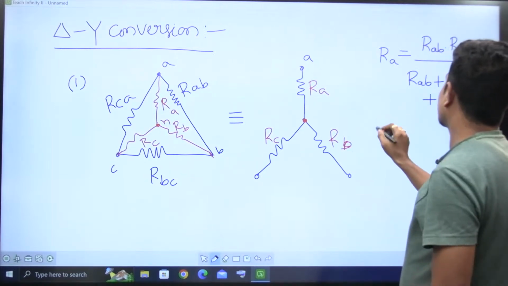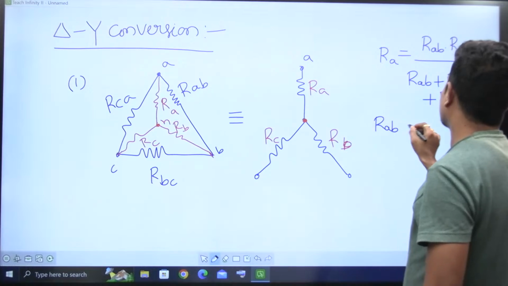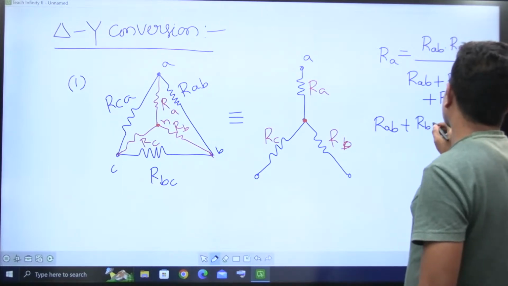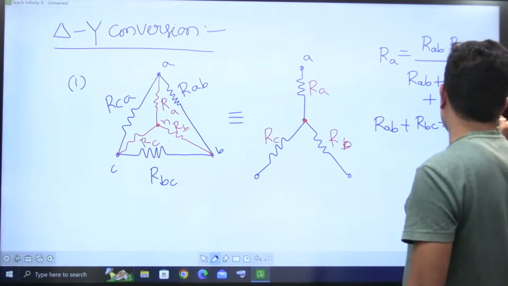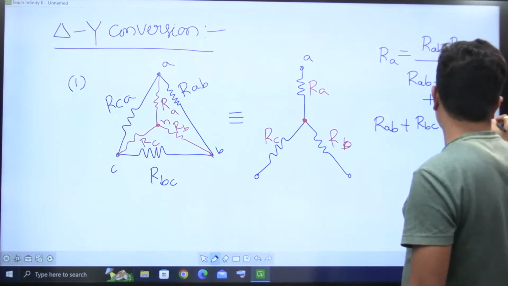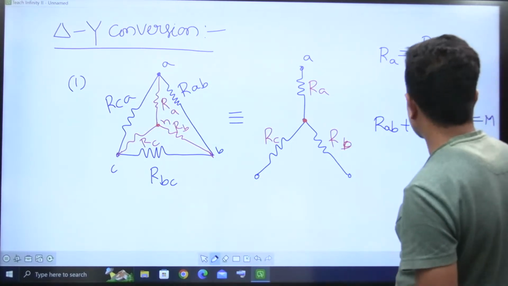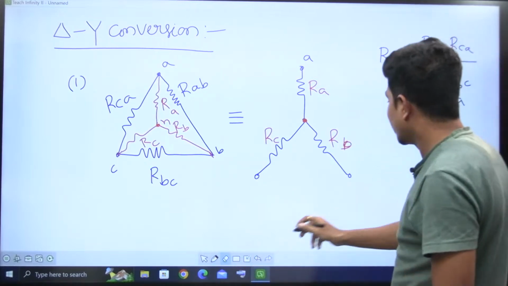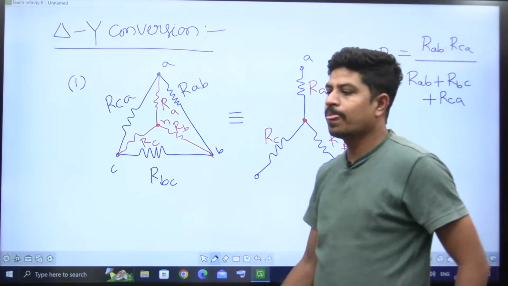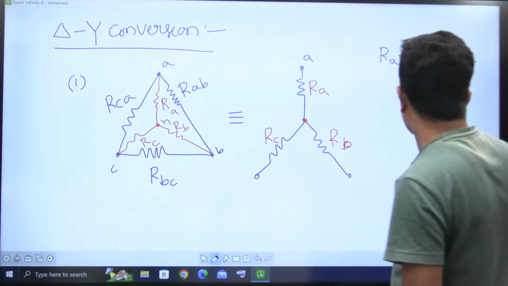Let's not introduce a new variable for the sum, because it may confuse you. So this is RA.